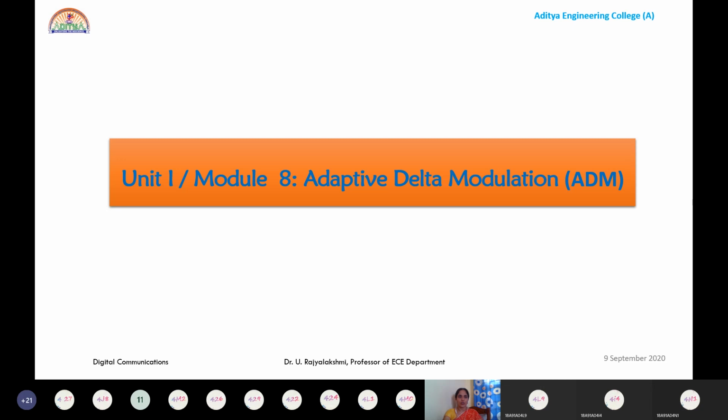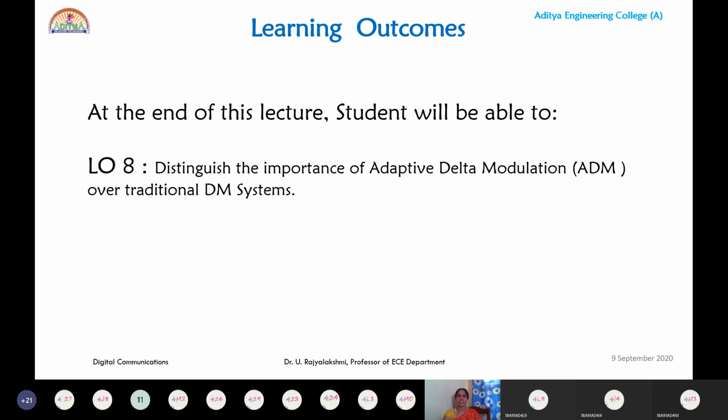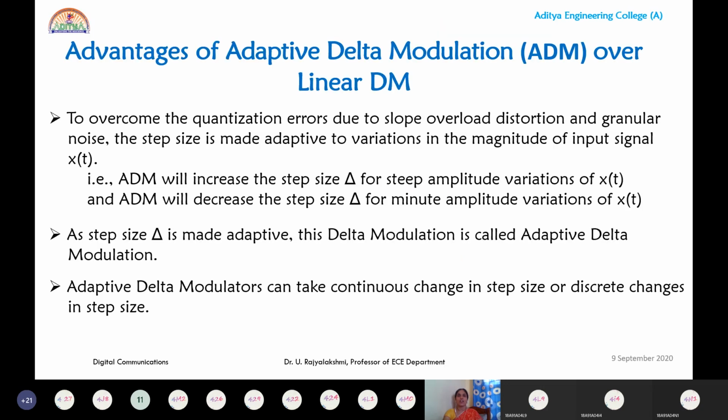Now let us move to the next slide. In this, we will discuss in detail the advantages of adaptive delta modulation over delta modulation. And second, you can see the transmitter and receiver sections of adaptive delta modulation.